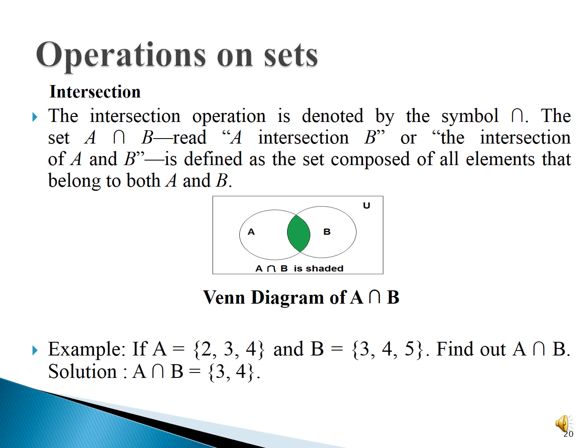So we will see one example. If A is a set which contains the elements 2, 3, 4, and B is another set which contains the elements 3, 4, 5, then what will be the intersection of A and B? The intersection of A and B will contain the elements 3 and 4, the common elements. We have to write the elements which are in both A and B. With the help of the Venn diagram, we can see the shaded portion tells us it has the elements which are common to both A and B. So this is the operation intersection.